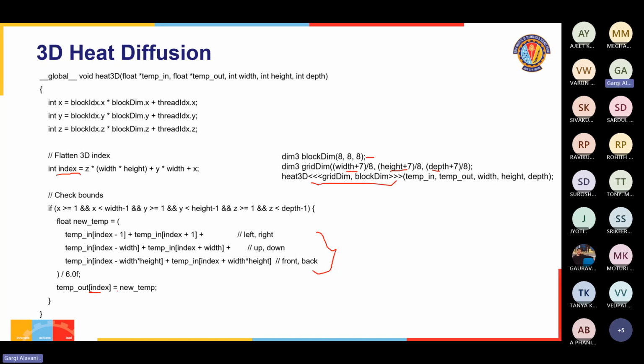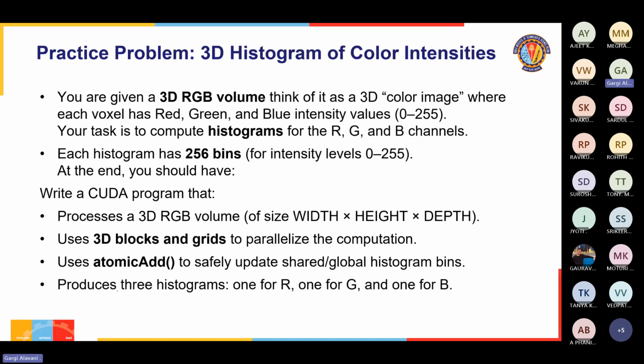You can also look at other examples, and you can maybe try this practice problem where we design a 3D histogram of color intensities. So we have a 3D RGB volume, a 3D color image. Each voxel will have red, green, and blue intensity values. And our task is to compute these histograms for the RGB channels.